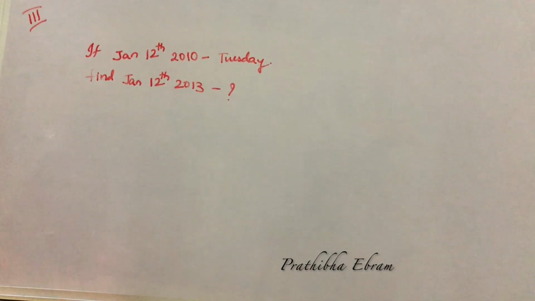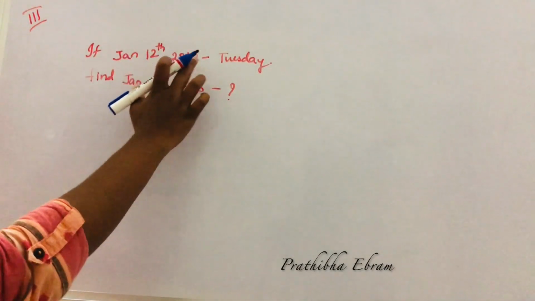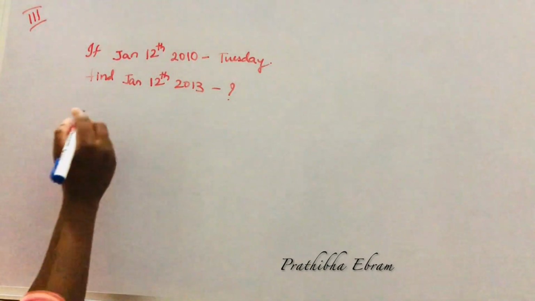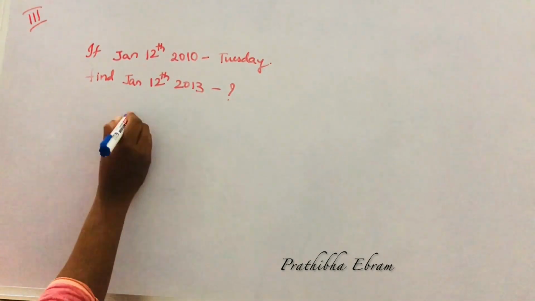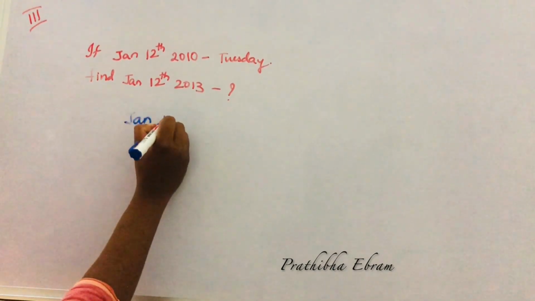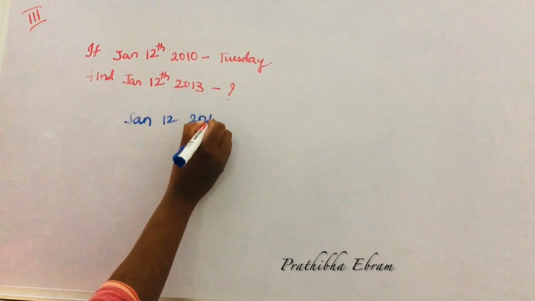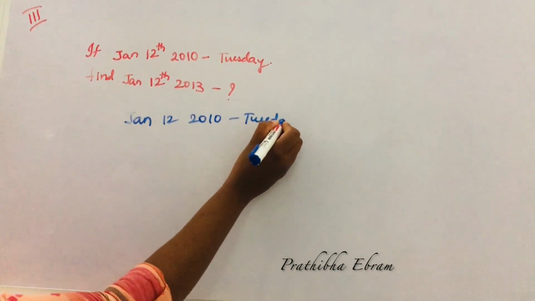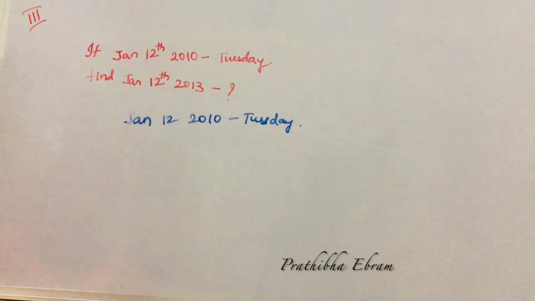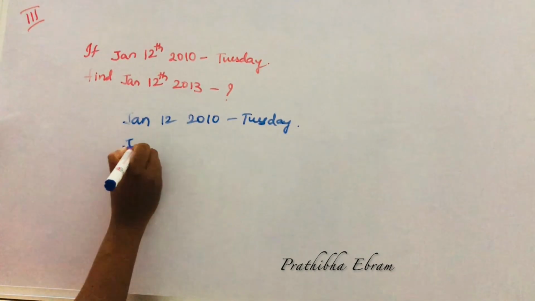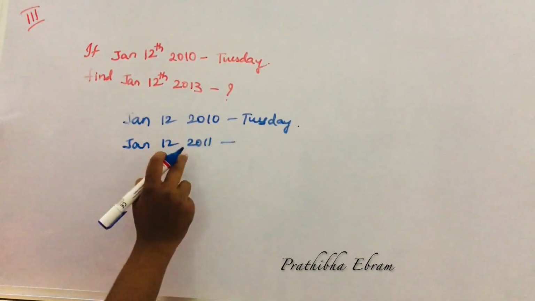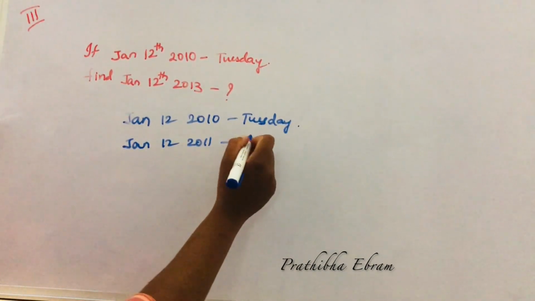Now let's see another example. If Jan 12, 2010 is Tuesday, find Jan 12, 2013. Now let's see here. Jan 12, 2010 is Tuesday. This is the given information. Now, Jan 12th, 2011. This is not a leap year, right? So immediately we can write the next day.